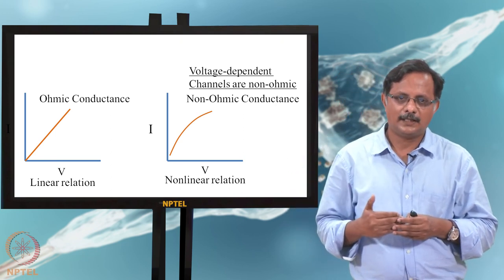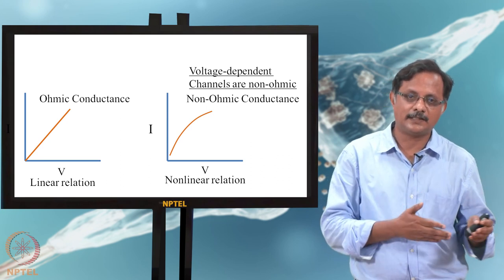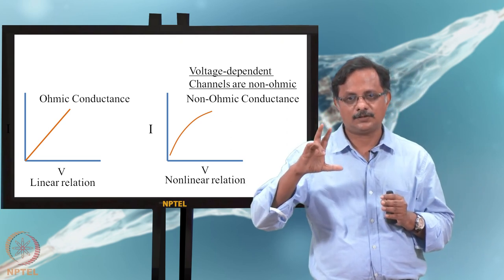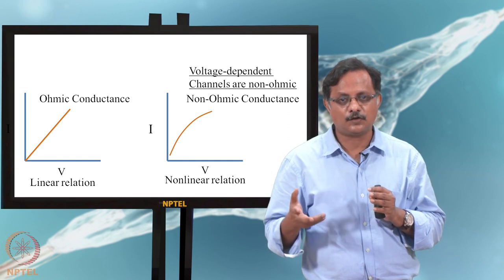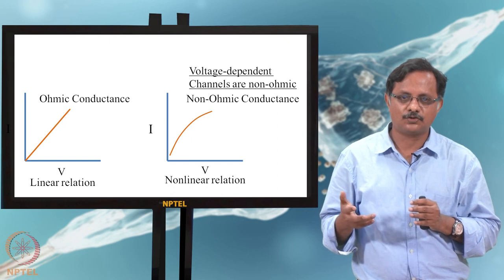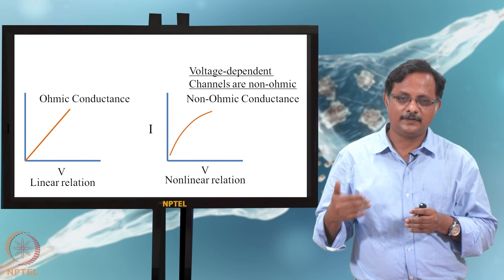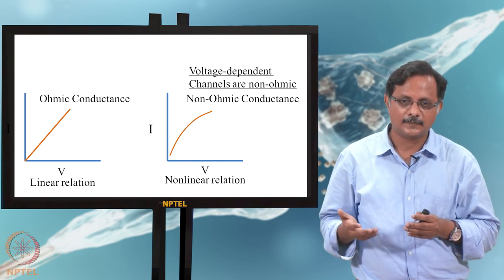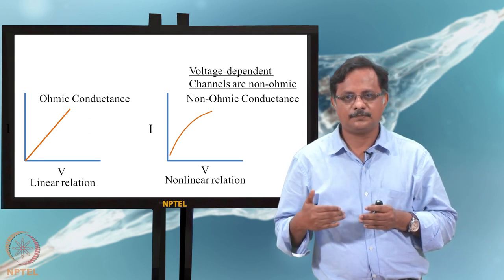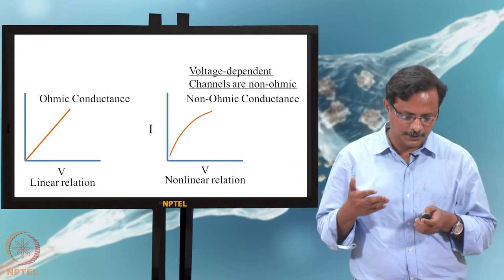But suppose G itself is a function of voltage, which is what is happening in the case of voltage dependent channels. The channel conductance varies as a function of membrane voltage. So that means G, the conductance, is a function of the voltage. Then V equal to IR is no more a linear relationship. The graph that depicts the relationship between I and V is no more a straight line, it will be some kind of a curve. So a conductance which follows this kind of a current voltage relationship is called a non-ohmic conductance, and the relationship is a nonlinear relationship.